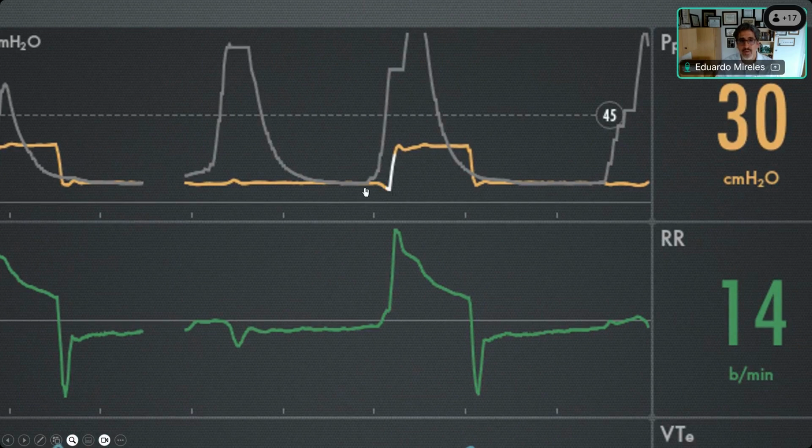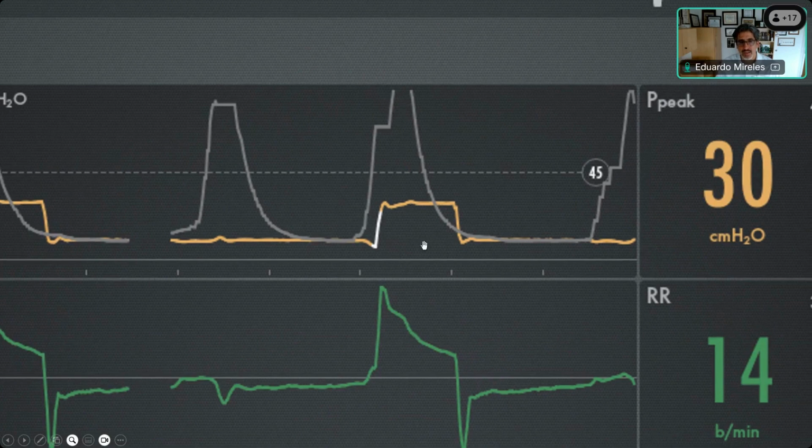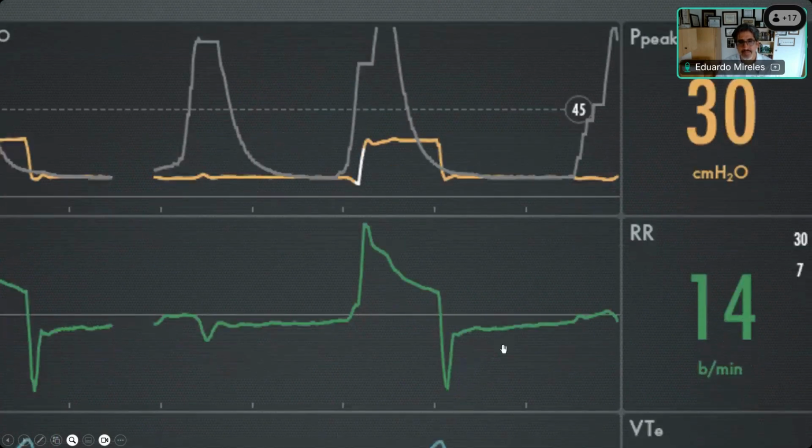But when you overlay the electrical activity of the diaphragm, you realize how delayed the pressurization of the ventilator was in relationship to the patient. And then the activity of the patient ended, and the system was still pressurizing.